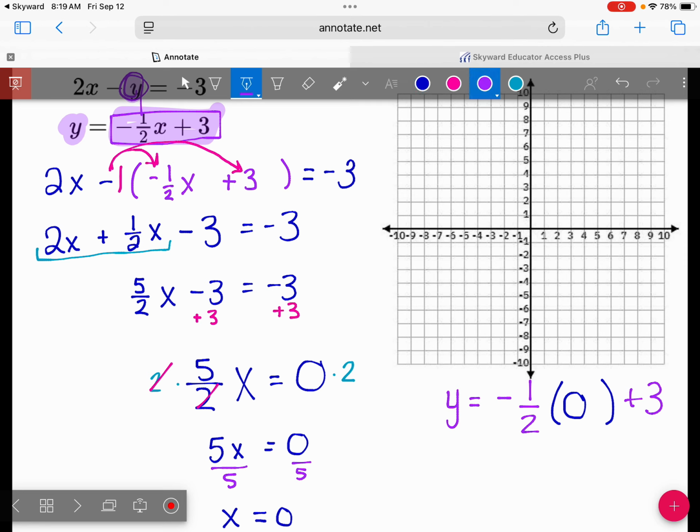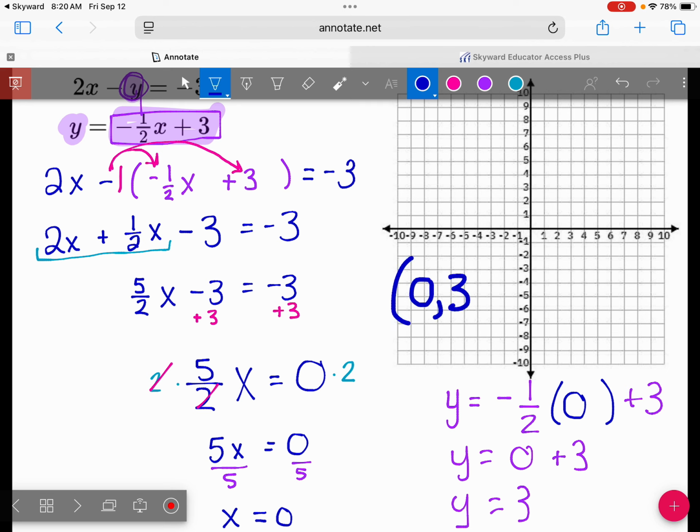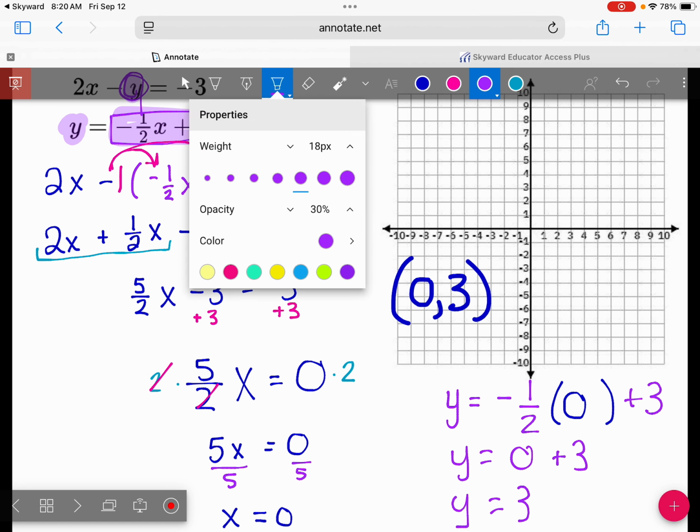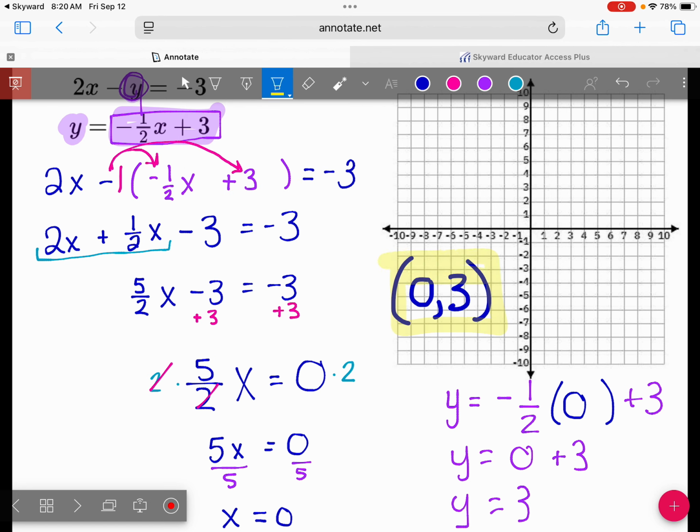So we're going to find that our y equals, what is -1/2 times 0? 0. Oh, thank goodness we don't have to deal with the fraction anymore. Huzzah. 0 plus 3. So what does our y equal? 3. So our answer is the point (0, 3).